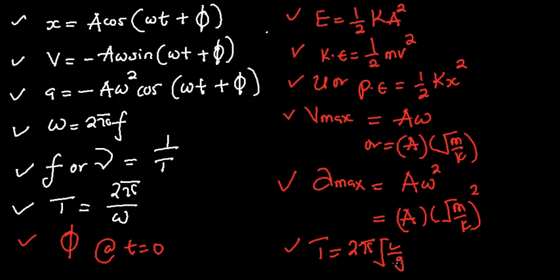And next thing we have on the list is the time period of a mass spring system. In this case, this is going to be T, which is 2 pi into the square root of what? M divided by K, which is the same thing as saying T is going to be 2 pi over omega. This represents the period of the mass spring system undergoing simple harmonic motion, where M is the mass and K is the spring constant.